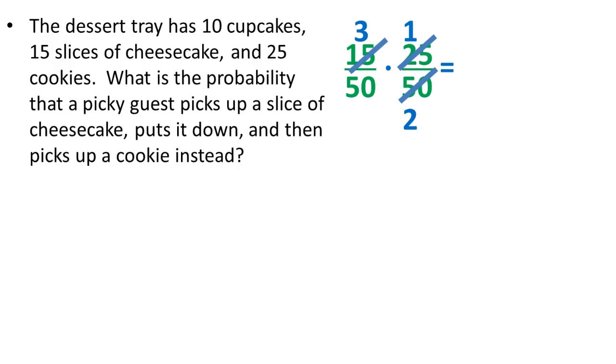15 is 3 sets of 5. 50 is 10 sets of 5. I'm going to stop there. 3 times 1 gives me 3. 10 times 2 gives me 20. I can check to see if I need to simplify. I could write out my factors. In this case, I'll start with just the lowest number, 1 and 3. 3 is not a factor of 20, so that means it's simplified.